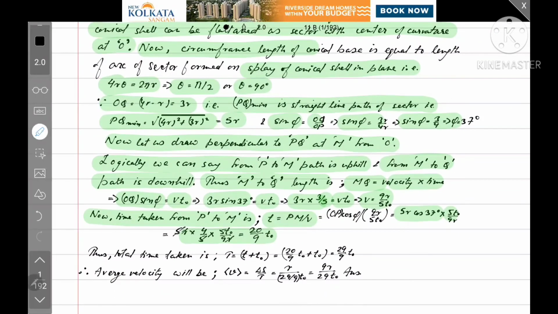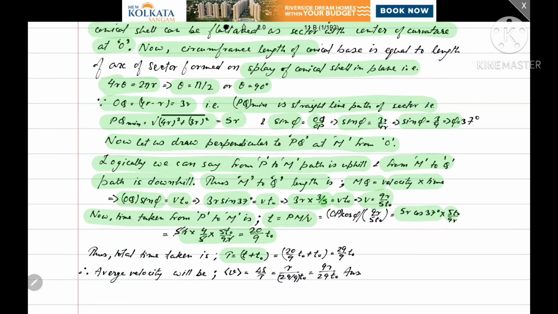Thus, total time taken for this whole motion is, from P to M, then M to Q, t naught. Sum of both is 29 by 90 t naught. Therefore, average velocity of whole motion is total displacement by total time. Total displacement, that is shortest distance between P and Q, that is R, by 29 by 90 t naught. Then answer is average velocity for whole motion is 9R by 29 t naught.